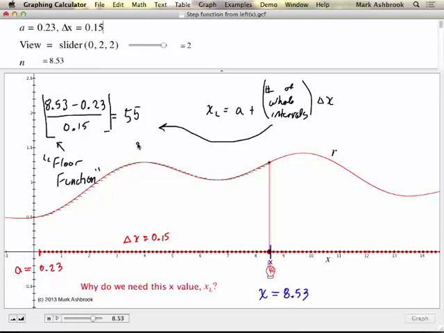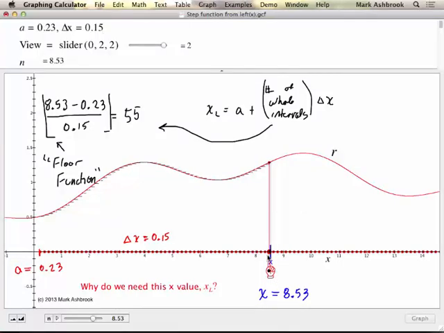55.333. Do the floor function of that number, you get exactly what we want, the whole number of intervals, 55. So then we're going to take 0.23 plus 55 times 0.15. And that gives us, what, 8.48? Don't make you add the 0.23 afterwards.